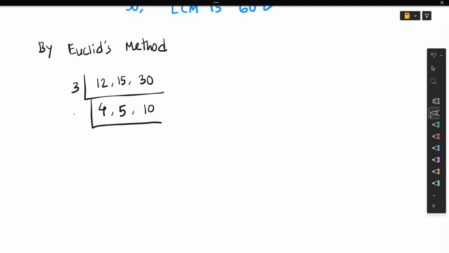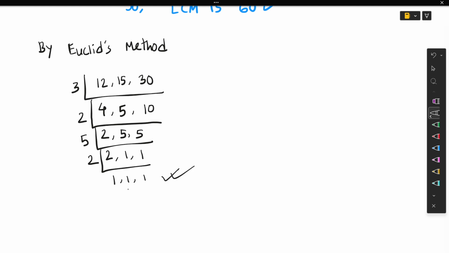Then let's say we have to divide any two of them, or even one. Let's say we take 2. If you take 2, then you can divide 4 by 2, and we cannot divide 5, so we'll take 5 as it is. Now if you take 5, you will have 1 here and 1 here, and if you further proceed, if you take 2, then you have 1, 1, 1. At this point you will stop.